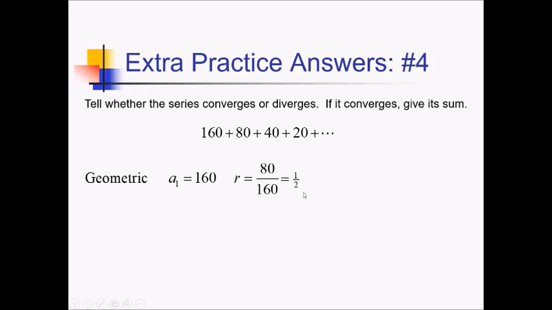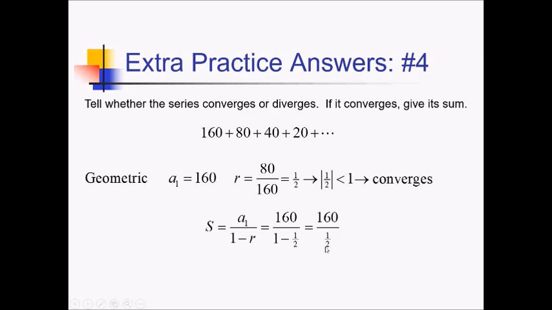The absolute value of that is less than 1. This tells us that the series is converging, and we can find its sum. The sum is going to be a1 over 1 minus r. a1 in this case, again, that was 160. 1 minus r, we're really doing 1 minus 1/2. So this is 160 over 1/2. Which, same change flip, you're really doing 160 times 2 over 1, or 320.